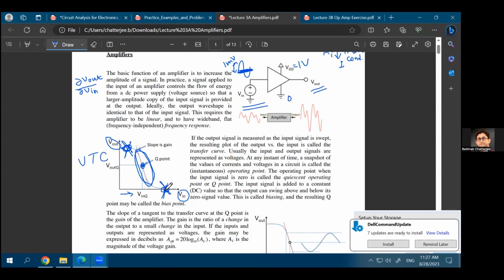The amplifier will not work if your DC voltage is too low or too high. It will only work if your DC voltage is in the middle. Okay, any questions? So this is a very important concept when you want to learn about electronics. And yes, questions?